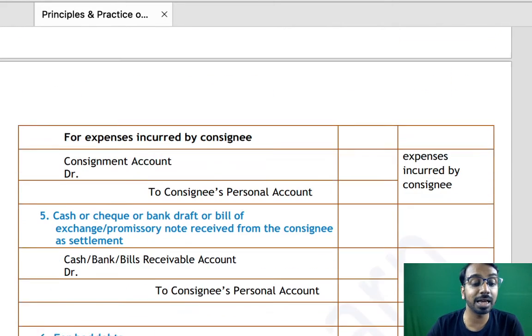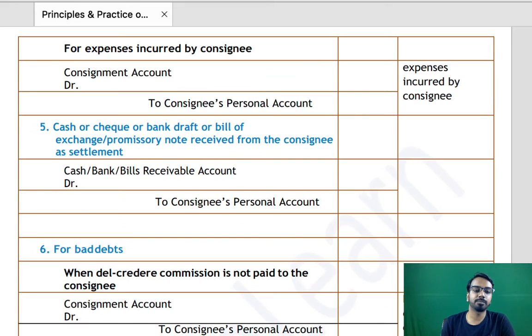Now, sometimes there may be bad debts. Bad debts meaning the consignee has sold the goods to some customers, and the customers have not paid the amount back to the consignee. Now, when the customers have not paid the amount, how will the consignee pay it back? So, this bad debt is also an expenditure. Normally, for bad debt, you debit the profit and loss account. Here, for bad debt, again, you will debit the consignment account.